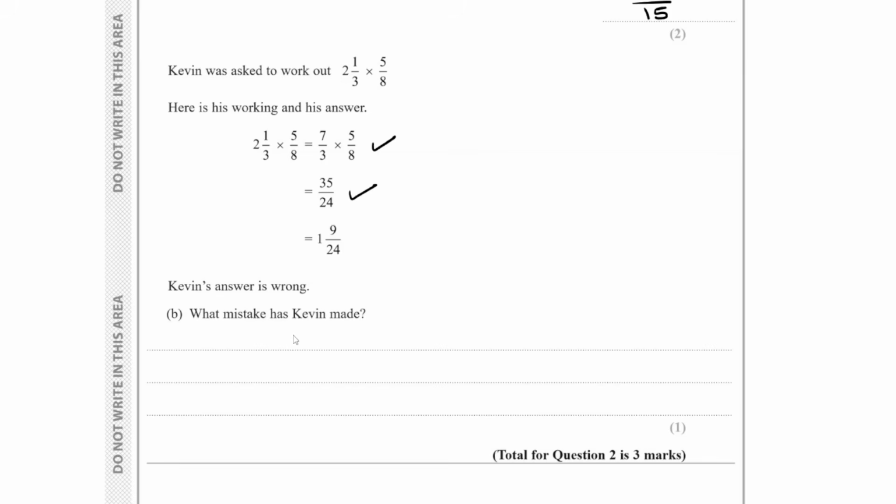Normally I find it's easier to explain what it should have been or what he should have done instead of explaining what's wrong, so I would say should be 1 and 11 over 24, but as long as you refer to something around this point here that he has incorrectly converted back into a mixed number, that maybe it should be 11 instead of 9, that he's not got the numerator of his final answer correct, anything like that, any reference to this being the problem should be okay. So that in total for that whole question is 3 marks.